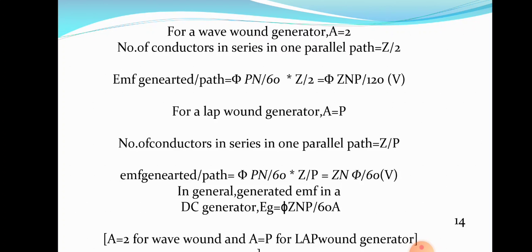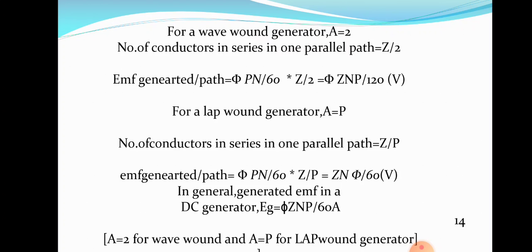So what about a lap wound generator? For a lap wound generator, A is equal to P. So the number of conductors in one parallel path is equal to Z by P, because P parallel paths are there. In a lap wound generator, P parallel paths are there, P being the number of poles, which is equal to A.